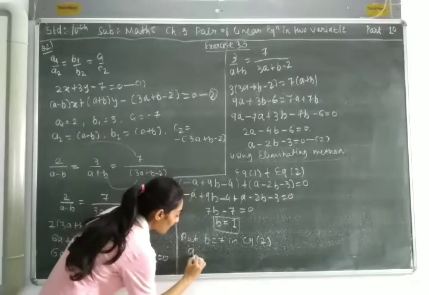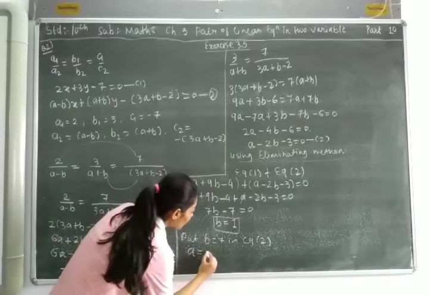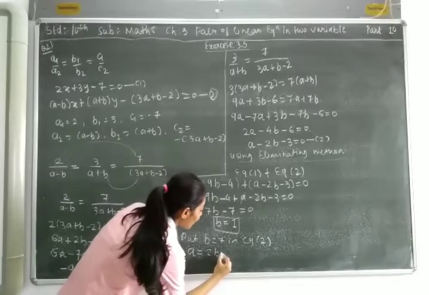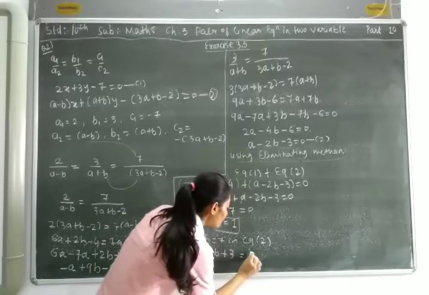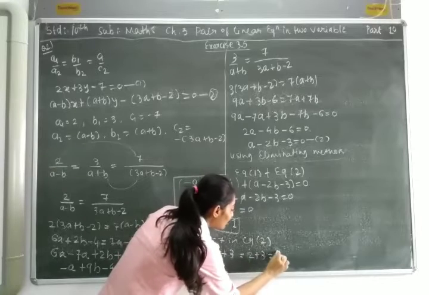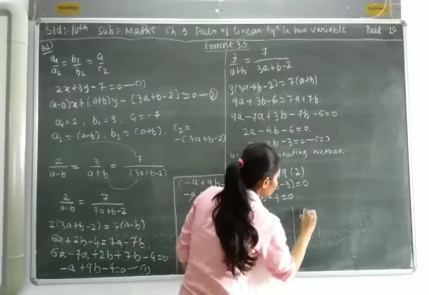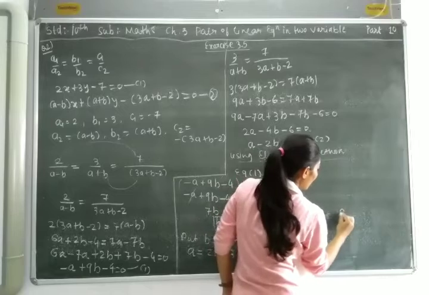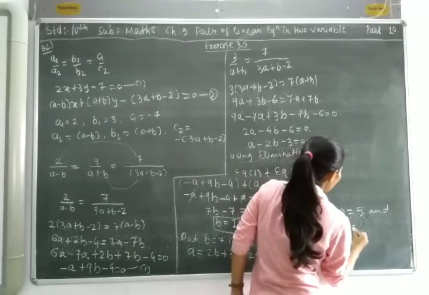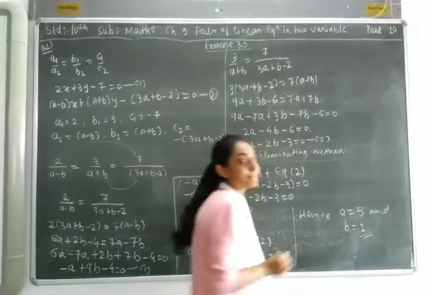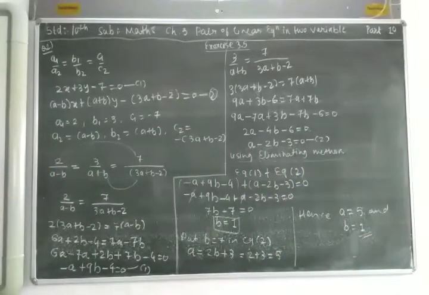So we want a. So a equals 2b plus 3. So b is 1, so 2 plus 3, that is 5. Hence a equals 5 and b equals 1. That is the answer. Okay.